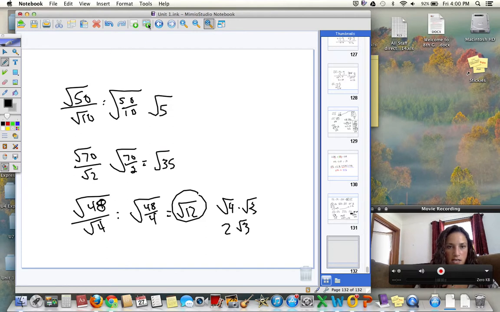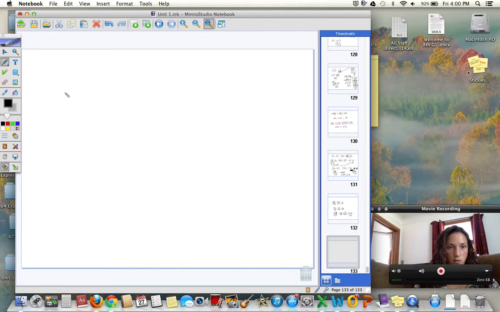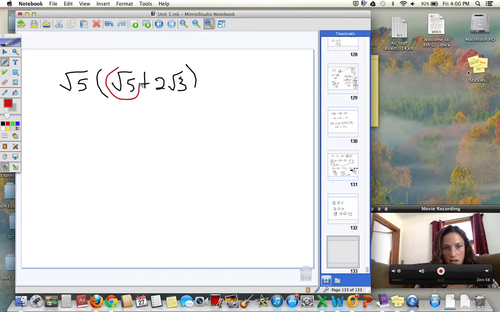All right, and the last thing. When we distribute, parentheses. So we have to distribute. This right here is one term, and this right here is one term. This would be like 5x. It's one term. So when I take this times this, I have square root of 5 times square root of 5.